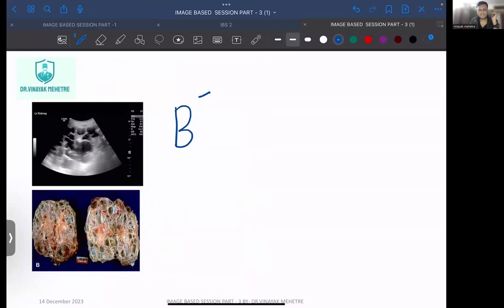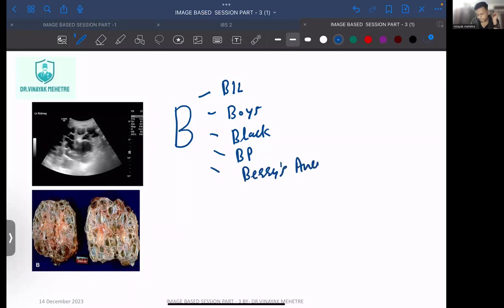Of course it is adult polycystic kidney disease. ARPCKD patient is going to die. So features will be mostly lateral. It is going to present mostly in boys, that too in black people, that means Africans. There will be increase in BP. It is going to cause Berry's aneurysm, so there are chances of subarachnoid hemorrhage.